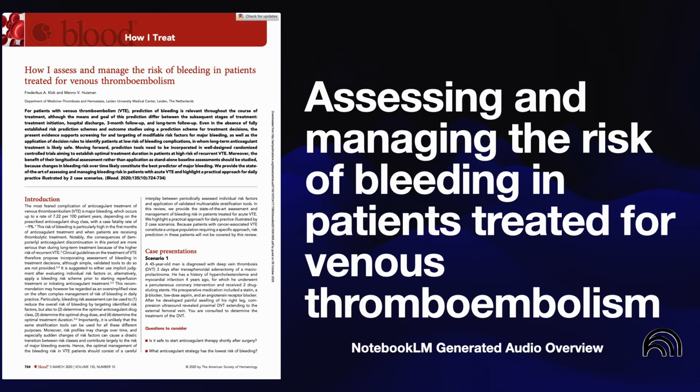Got it. Then there's the RIETE bleeding score. Where does that fit? The RIETE score came from the large international RIETE registry. It identified 6 independent predictors of bleeding. Its main limitation, similar to older scores, is that the RIETE registry primarily included patients treated with VKAs, warfarin.